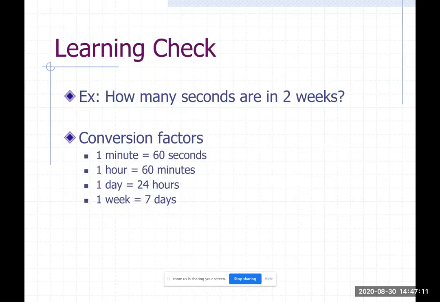Let's look at this question. How many seconds are in 2 weeks? So the only thing that we have here is the 2 weeks. So that's what we're going to start out with.